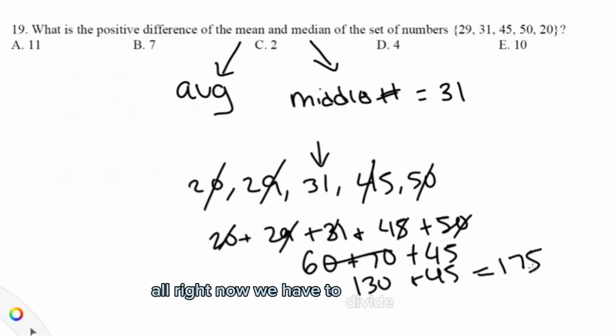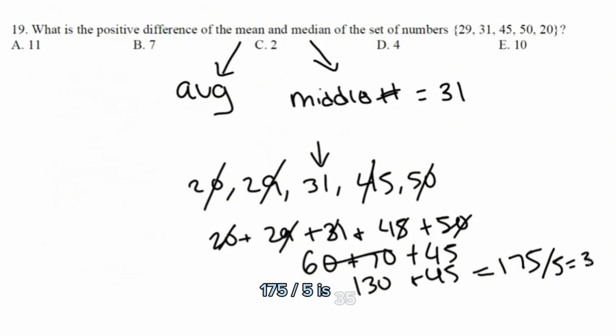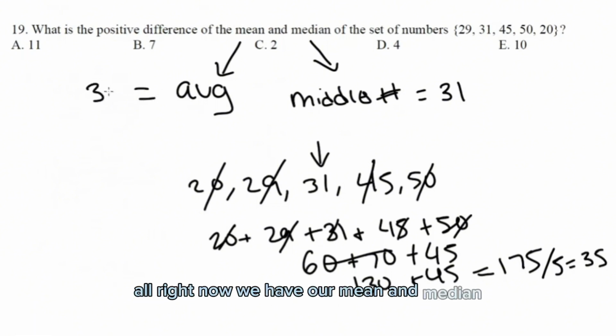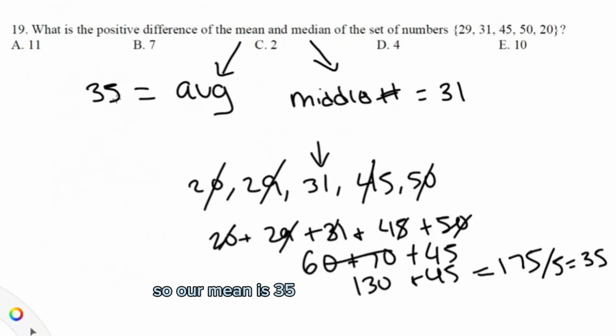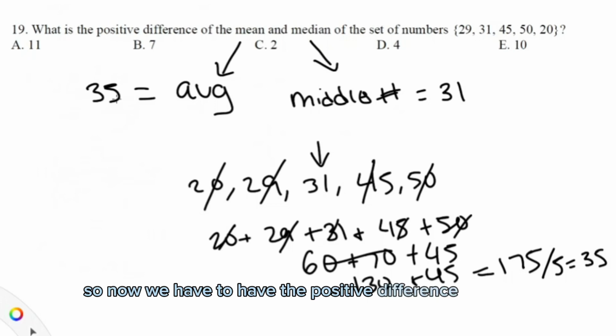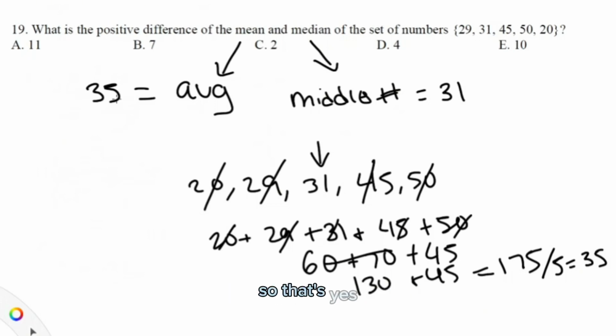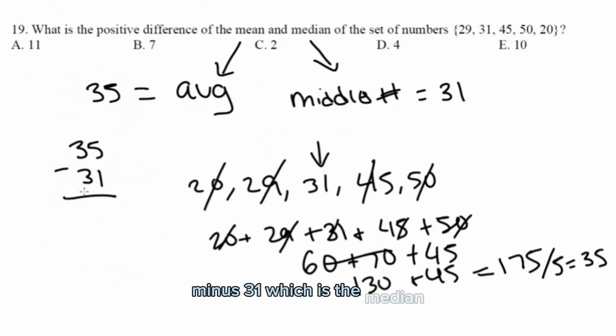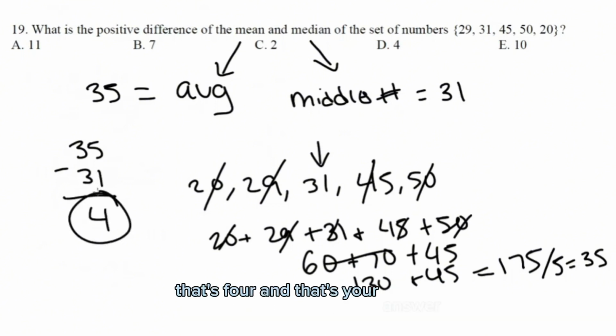Alright, now we have to divide 175 by 5 because there are 5 terms. 175 divided by 5 is 35. Alright, now we have our mean and median. So our mean is 35 and the median is 31. So now we have to find the positive difference between the mean and median. So that's just 35, which is the mean, minus 31, which is the median. That's 4, and that's your answer.